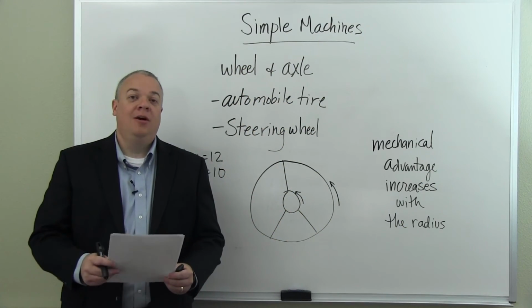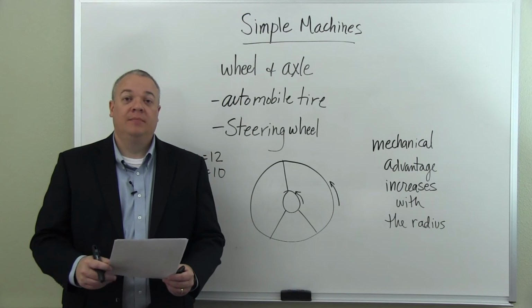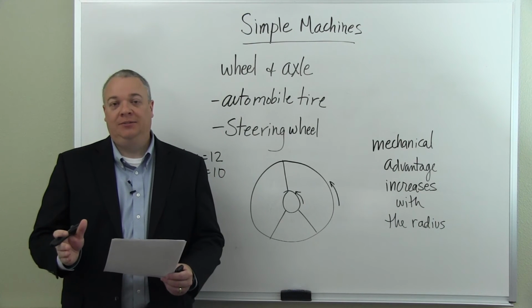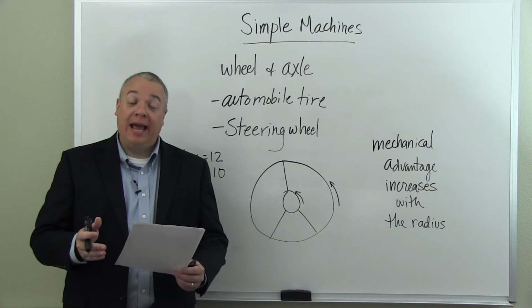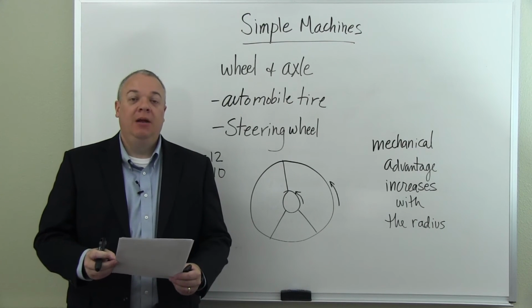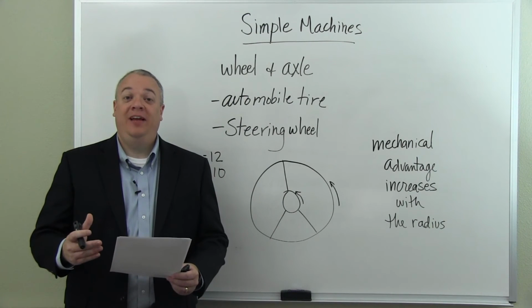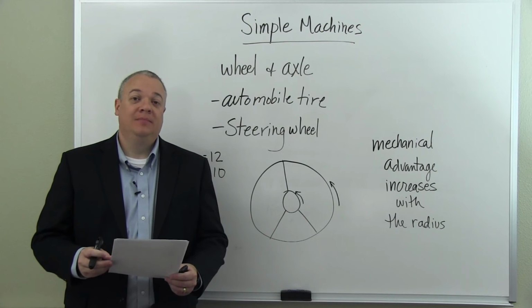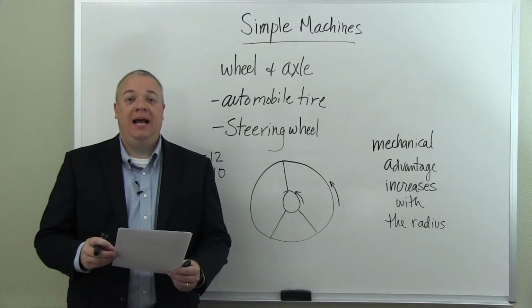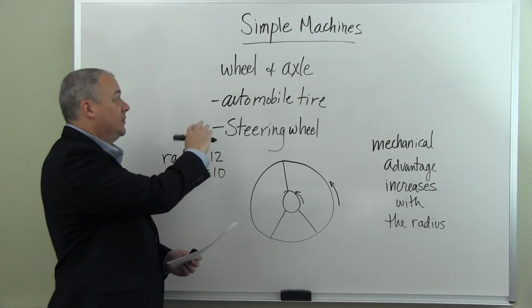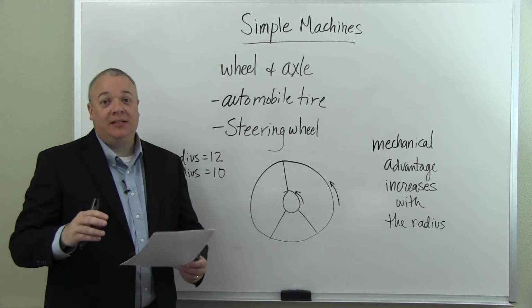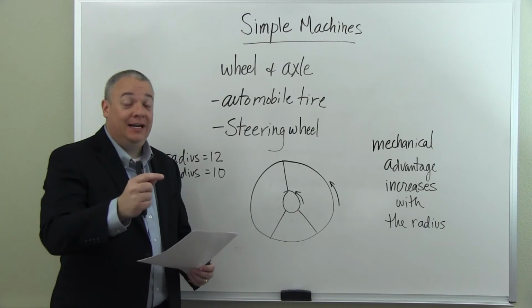Today we're going to briefly go over one simple machine, the wheel and the axle. The wheel and the axle, categorized as a simple machine, and we want to talk about the mechanical advantage of the wheel and axle. Essentially, with a wheel and an axle, most people tend to think of an automobile tire, because that's usually what we talk about, is a wheel and an axle.